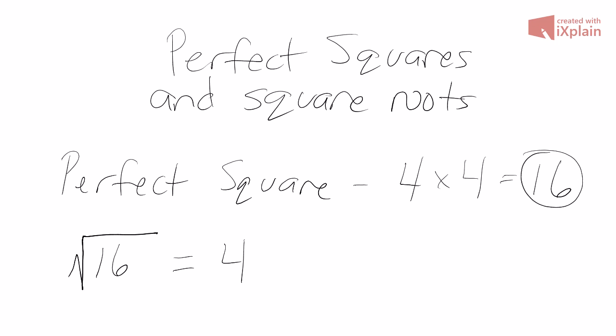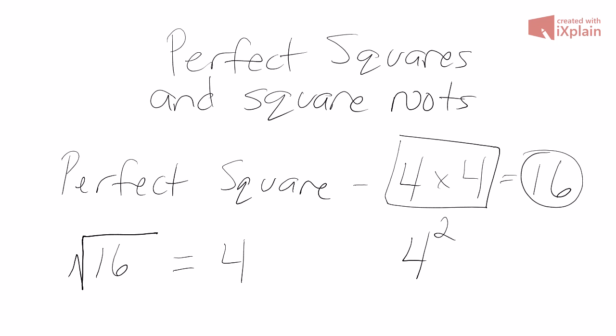Okay. Another way of showing this 4 times 4 from this right here would be to use an exponent. And if we have 4 times 4, how many 4s are there? There's 2. So it's 4 to the second power, or 4 squared. That's why we call it a perfect square.